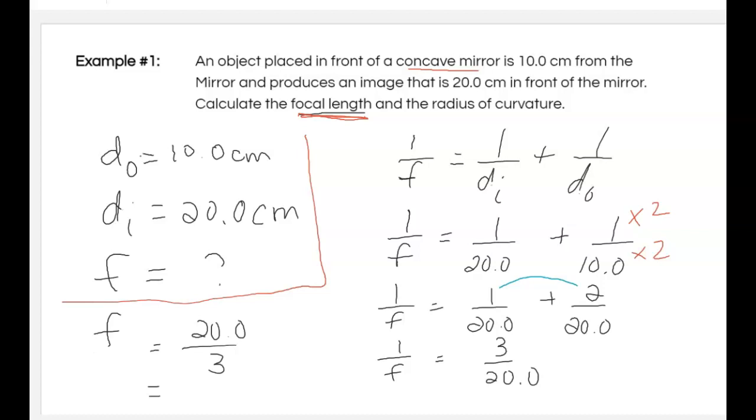I'm not going to worry too much about sig figs here. I'm going to round this to 1 decimal place. I'm getting 6.666 whatever, so 6.7 centimeters, and that is my focal length. So, if I have the space to do it, I'm going to write, therefore, the focal length is 6.7 centimeters. Which would mean that in that diagram that I drew, I would be able to locate my F along the principal axis.